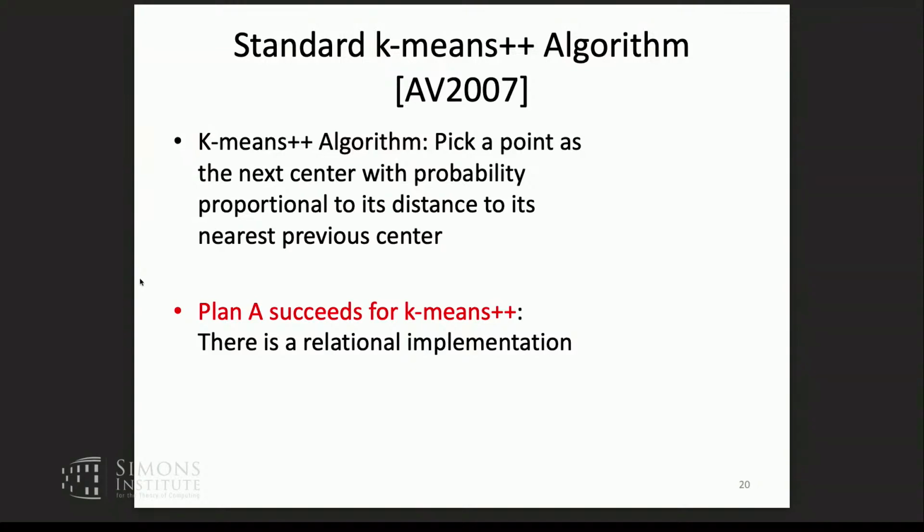So what are some of the k-means algorithms? One k-means algorithm is k-means plus plus, which is the most cited paper to ever appear in SODA, apparently. What this says is you pick the next center with probability proportional to its distance to the nearest previously picked center. So if you have some point that's very far from all the previous centers, you're more likely to pick that one.